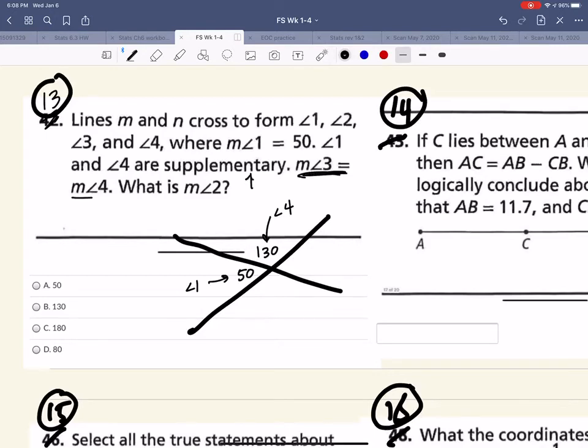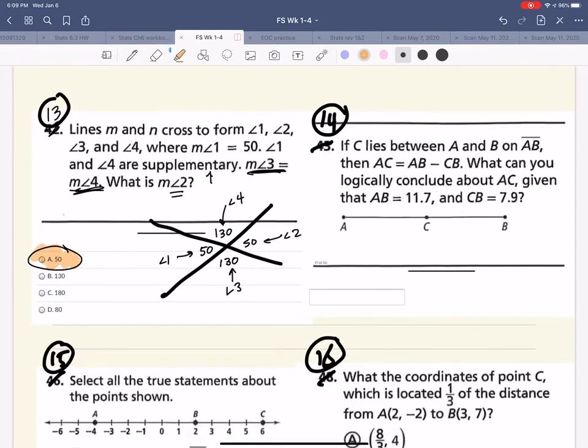Now, what if they said angle 3 and 4 are equal? So if angle 3 and 4 are equal, then this one, angle 3, has to be this other big angle. So that's angle 3. What will be left over for angle 2? Well, that will force angle 2 to be 50, and that is one of my choices there, right? Nice. All right, number 14.